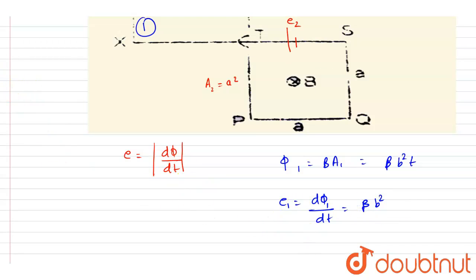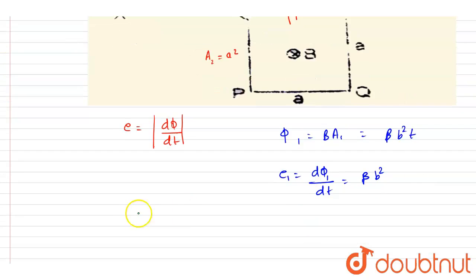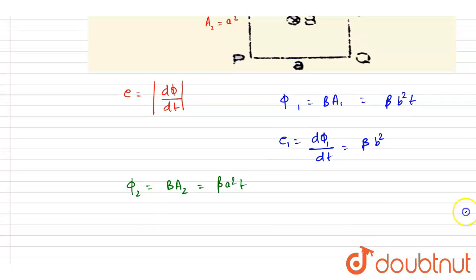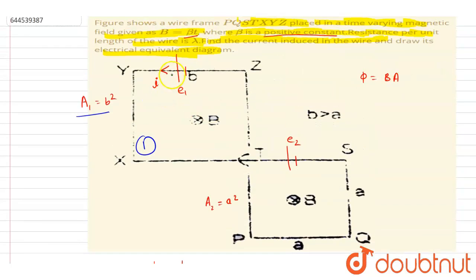Similarly, we will write the induced EMF for the second loop. It is beta A square T, and E2 is d phi by dt. So you can see the polarity of the batteries: the positive terminal is connected with the positive terminal.